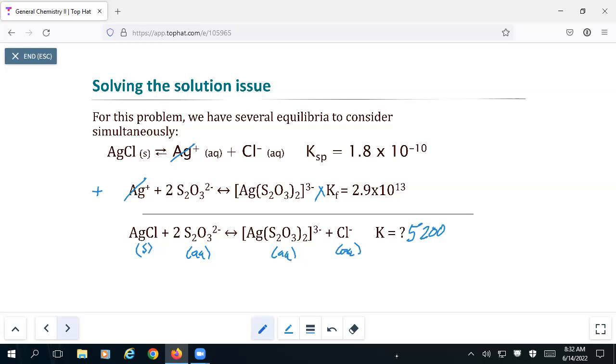So our value of K is going to be equal to the concentration of the silver thiosulfate complex multiplied by the concentration of the chloride ion divided by the concentration of the thiosulfate ion quantity squared.